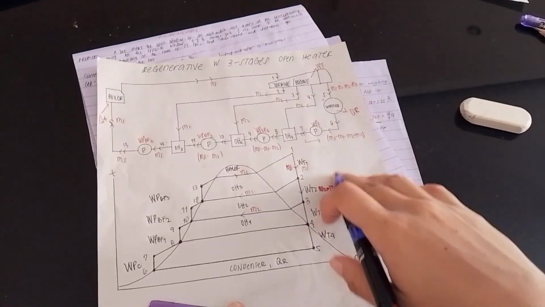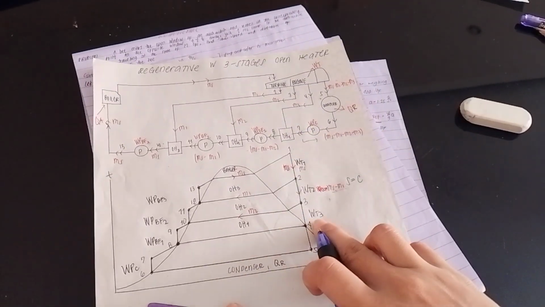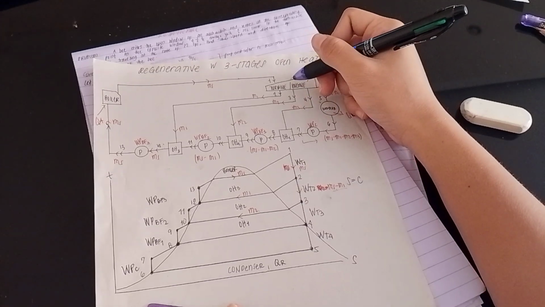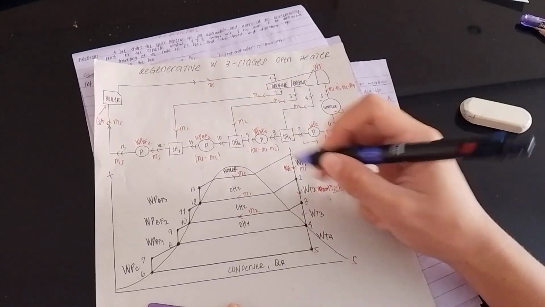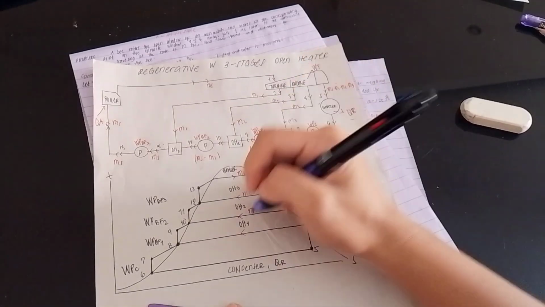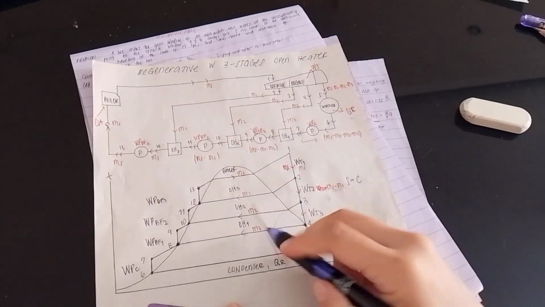Moving forward, we go to open heater 1 and our work turbine 3, which is this one. At OH1, what enters here is M3, going in this direction.